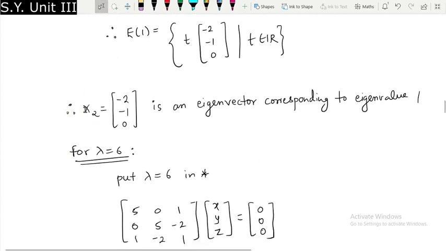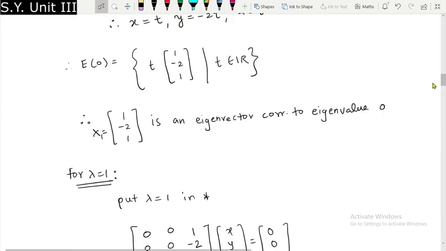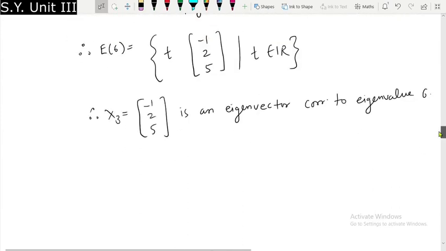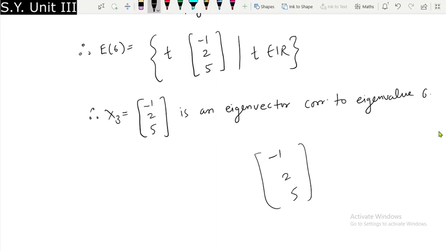Remember that I have used notations over here. The eigenvector corresponding to 1, I called x2, and corresponding to 0, I called x1. I will just show you. Yeah, I am calling it x1 over here, and the eigenvector I got corresponding to 6, I have called x3. Now you can observe that this minus 1, 2 and 5 will be orthogonal to both of our eigenvectors. What are our both eigenvectors? Okay, I will just write it here.